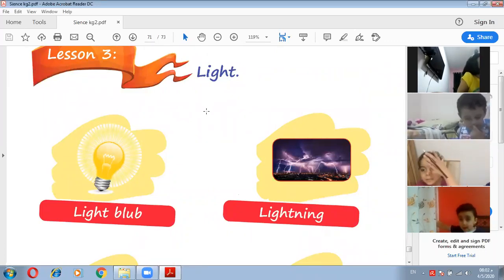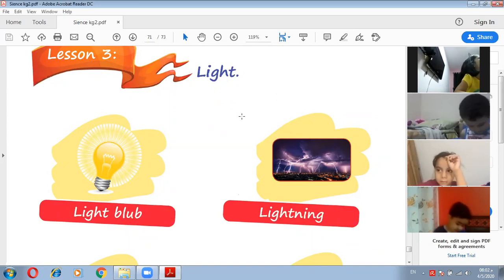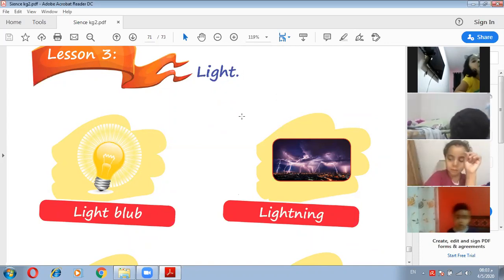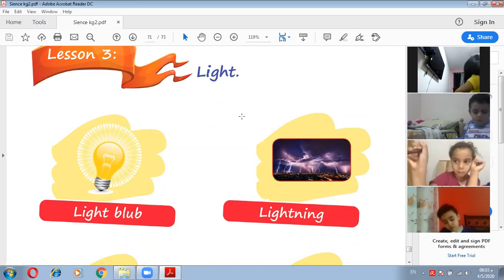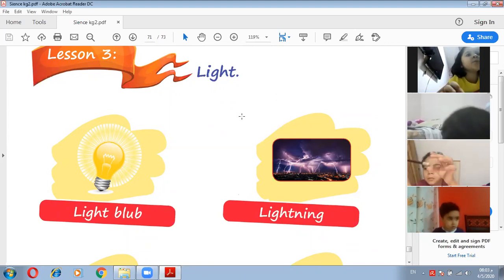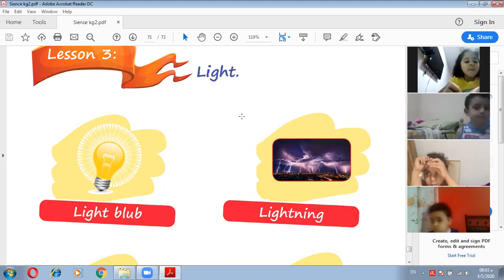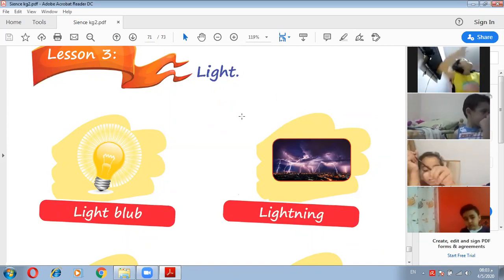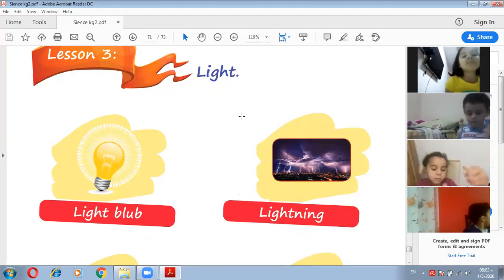Please be quiet and listen to me. When the night comes, when the sky is so dark, can you see anything around you without turning on a light? No. It's so dark, we cannot see anything. But we can see when we turn on the light, and we take the light from two sources, natural source and non-natural source.